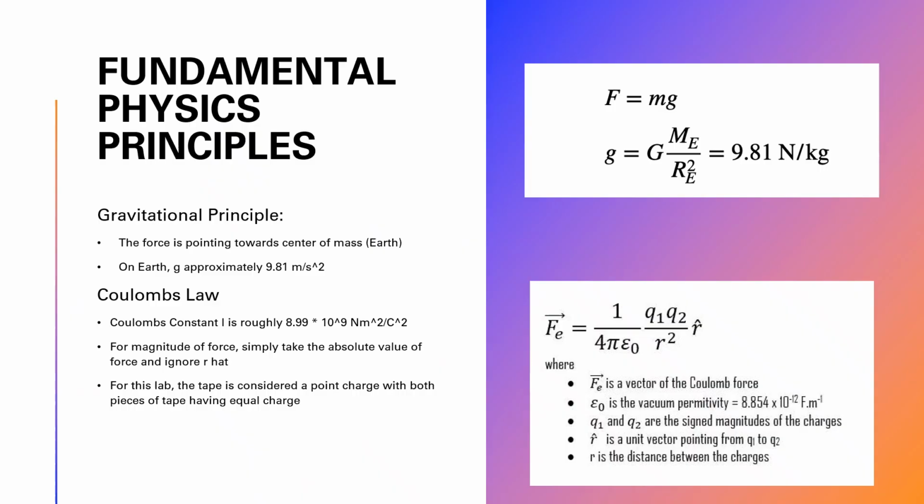As for the fundamental physics principles, there are two key ones in this lab, being the gravitational principle and Coulomb's law. For the gravitational principle, it's just mass times the acceleration due to gravity, being 9.81 newtons per kilogram on Earth. For Coulomb's law, it would be Coulomb's constant times charge 1 times charge 2 over distance squared times the direction. Coulomb's constant would be 8.99 times 10 to the 9th. The magnitude of this force, though, does not require r hat due to it being the absolute value.